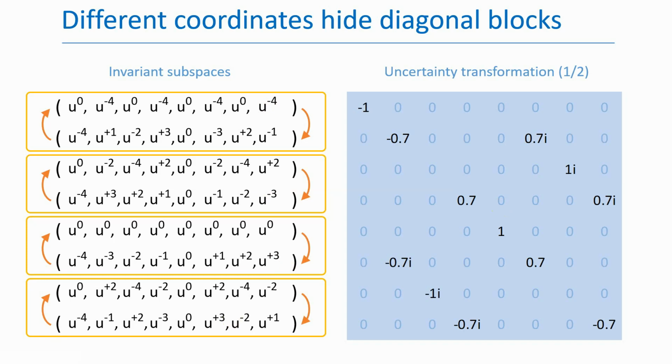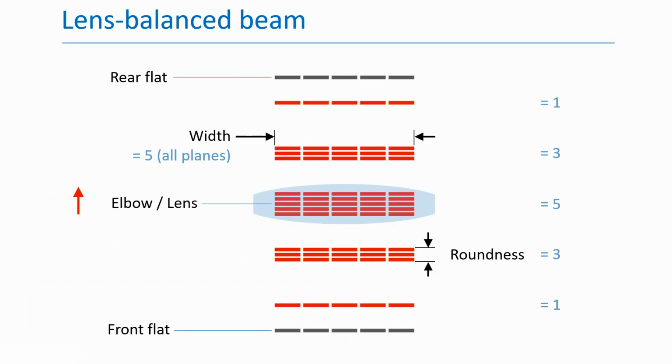This concludes the first section of the lecture. Up to this point, we have been reviewing very general principles which apply to all kinds of quantum objects and systems. Now, we'll focus on just one kind of object, the lens-balanced beam.